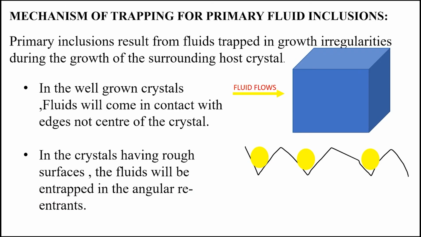Now we will discuss the mechanism of trapping for primary fluid inclusions. The primary fluid inclusions are trapped during the growth of the crystals. The crystals might have exactly planar surfaces, but they can also have some rough surfaces, because no crystal is perfectly developed. All crystals have some imperfections, and some might have rough surfaces and some have exactly planar surfaces. I mean, the surface can be smooth depending upon the cooling rate.